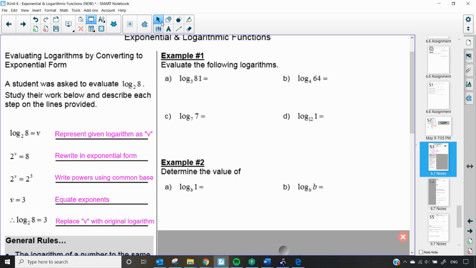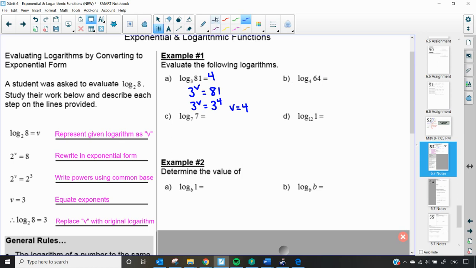All right, so the first example here, we have log base 3 of 81. Using these steps as our guideline, the first thing we're going to do is let our logarithm equal v, so equal the value. We're going to rewrite as an exponent, so 3 to the v equals 81. And then we're going to write 81 as base 3. So 3 to the v equals 3 to the 4. And since our powers are equal and our bases are the same, we can say that v equals 4. So then we can write our logarithmic expression: log base 3 of 81 equals 4.